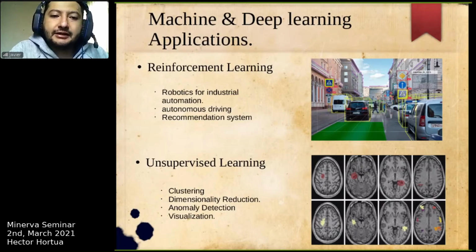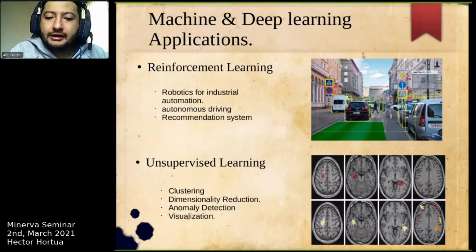In deep learning, we also have different tasks, and one of these tasks is reinforcement learning. Basically, you have a system, and the idea is that the system interacts with the environment. The machine tries to learn some rules according to this interaction. One of these applications is autonomous driving.